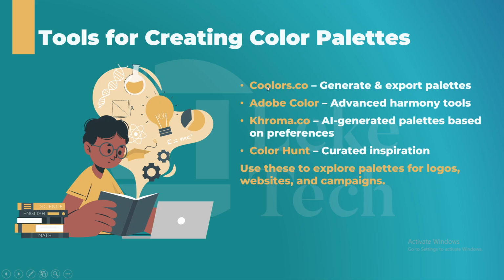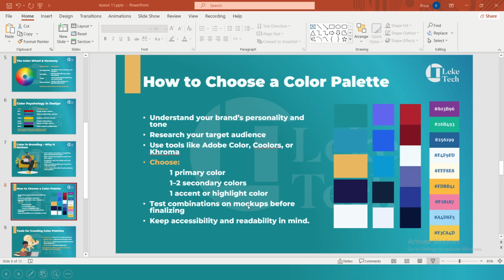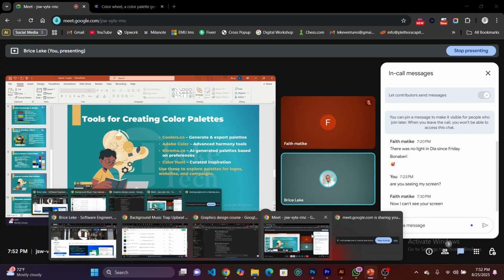So let's check a bit of colors.co and chroma.co. Let's just look at them, if the connection will permit us.